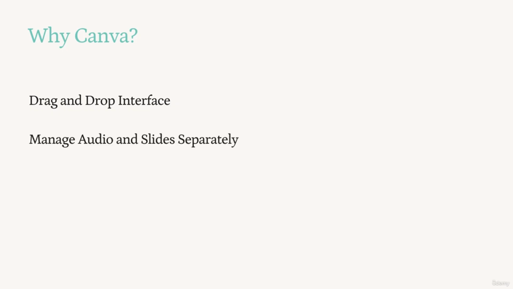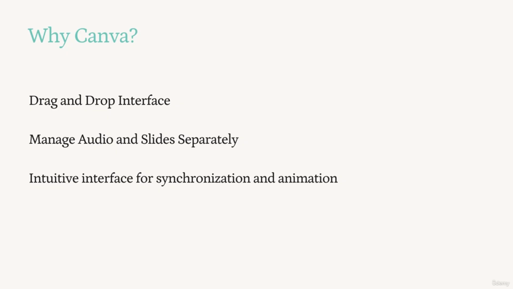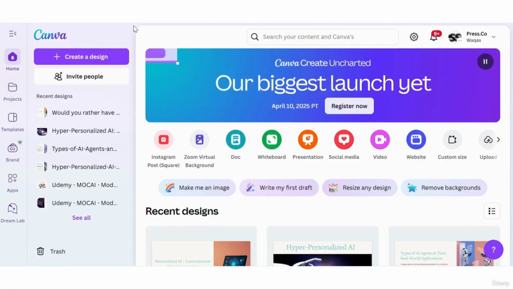Why Canva works so beautifully for beginners? It has a drag and drop interface. You can upload your slides and audio separately and simply sync voiceovers with slides, add smooth transitions, and throw in some background music if you're feeling fancy. And with just one click, export it in HD quality video. Now, let's head over to Canva and get blown away by how simple and intuitive Canva video editor is.